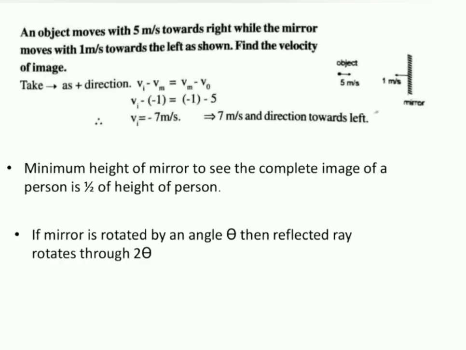Now making use of this, let us solve one very simple question. Look at the first question. Object is moving with a speed 5 meters per second, but in this case mirror is also moving with a speed 1 meter per second. Just now I told you, if object moves parallel to mirror, image also will move but in opposite direction. But these velocities we took with respect to mirror.